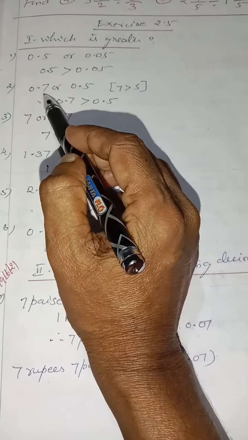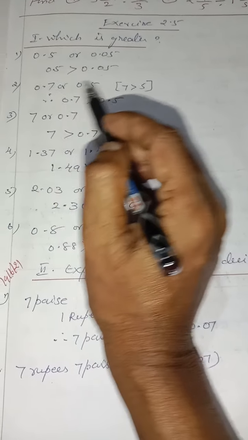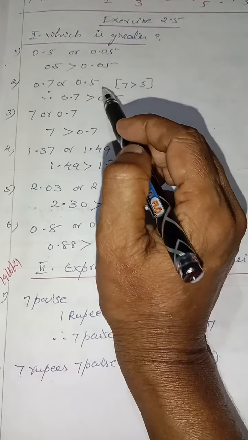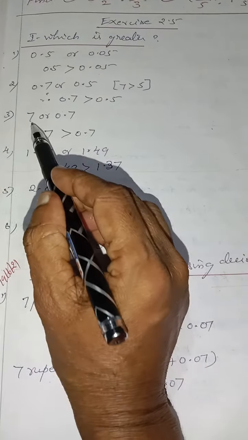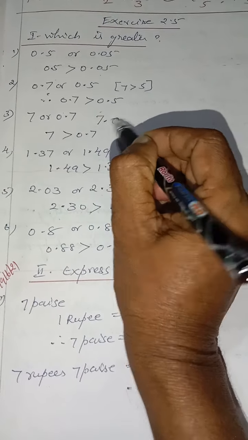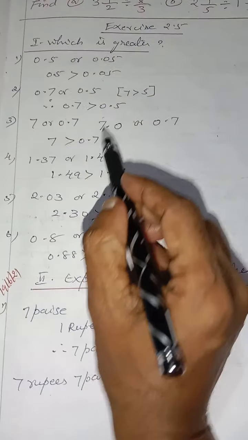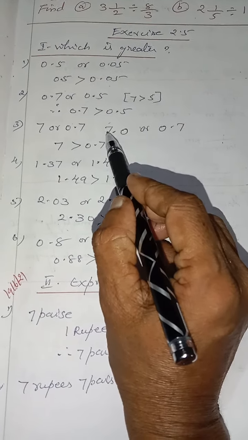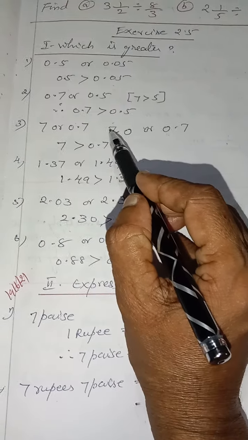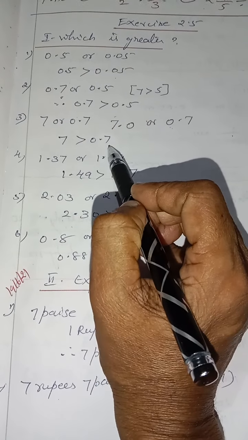Okay. Then the second problem also, please see this. After the decimal, here 0.7, here 0.5. So which is greater? 0.7 is greater than 0.5. Okay. Third one, 7 or 0.7. 7 means we usually write 7.0. So 7.0 or 0.7. See here, before the decimal point the ones place is 7. But here the ones place is 0. We know that ones place 7 is greater. So 7 is greater than 0.7.